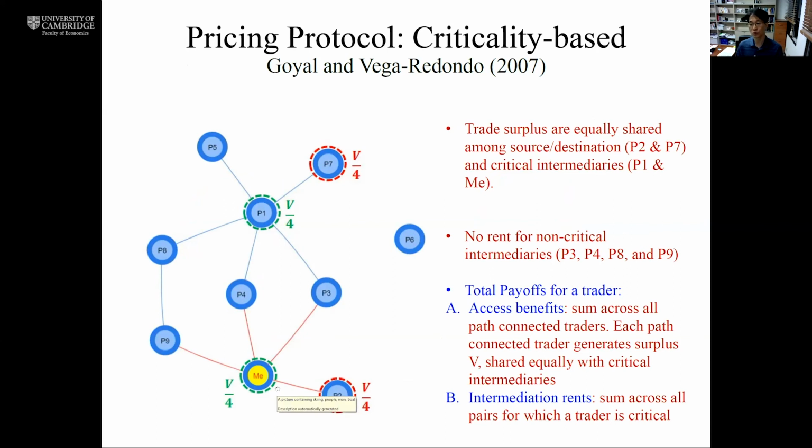They can use whichever they want to use, but there are 2 players, P1 and me, who are the kind of gatekeepers for these intermediations. And we call these guys the critical traders. P7 and P2 can make a trade, but they have to share the value of the trading surplus with this critical player. They don't need to pay any rent for the non-critical intermediary. So this is what we call criticality-based pricing.